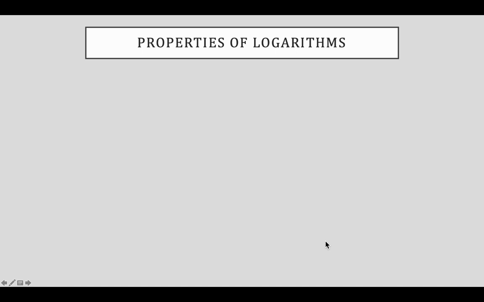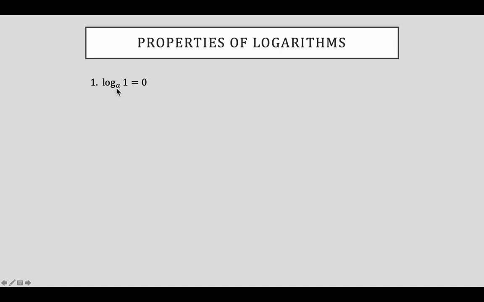So just like we had properties for exponents, we also have properties for logarithms. Let's take a look at a few important properties of logarithms that you guys need to know. Make sure you get them in your notes. Property number 1, log base a of 1 is equal to 0.